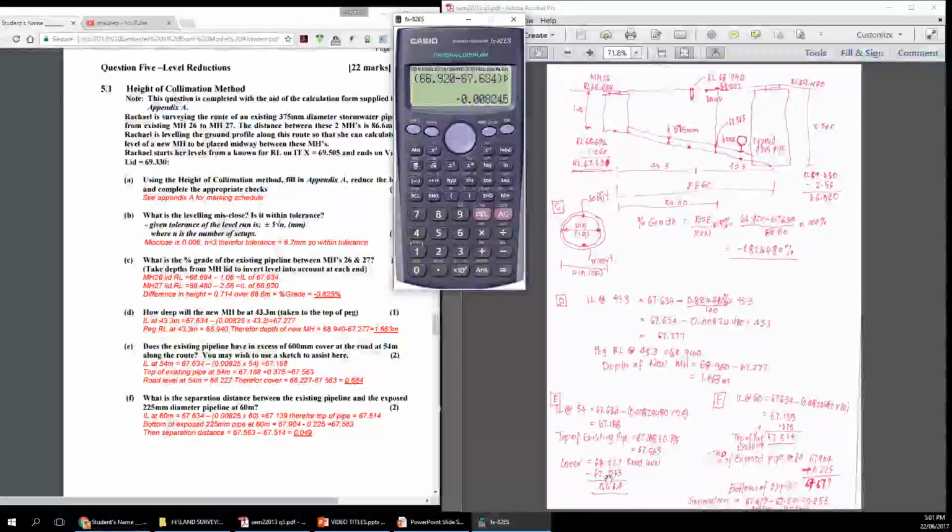And then we know the road level is 68.227. 68.227 there. We subtract the 2 and we get 0.664 meters. 0.664 cover. Therefore the cover is 0.664, so that's the distance between the top of this pipe and here. So you want pipes usually a minimum of 600 below the ground, particularly if it's going under a road or anything like that. If it's less than that, the constant trafficking over the top could well break the pipe.